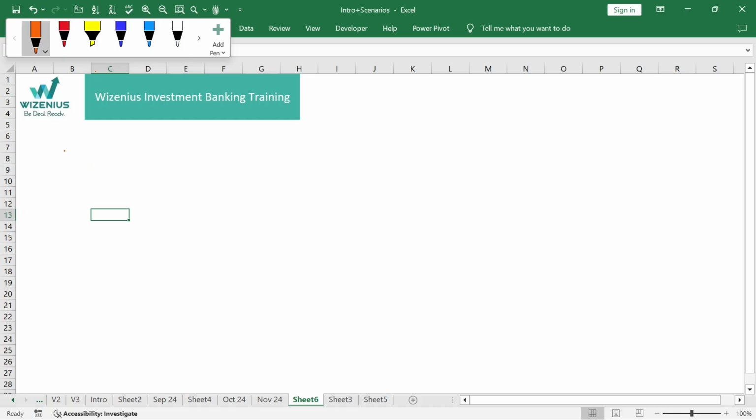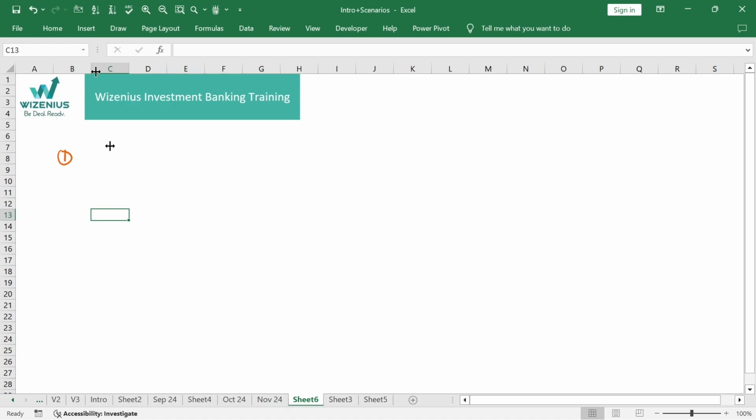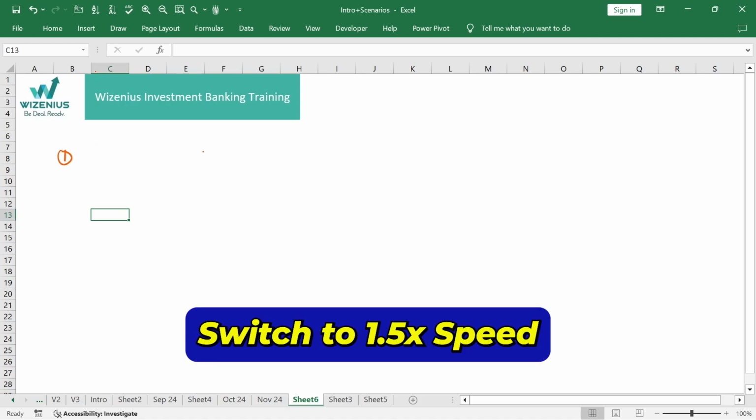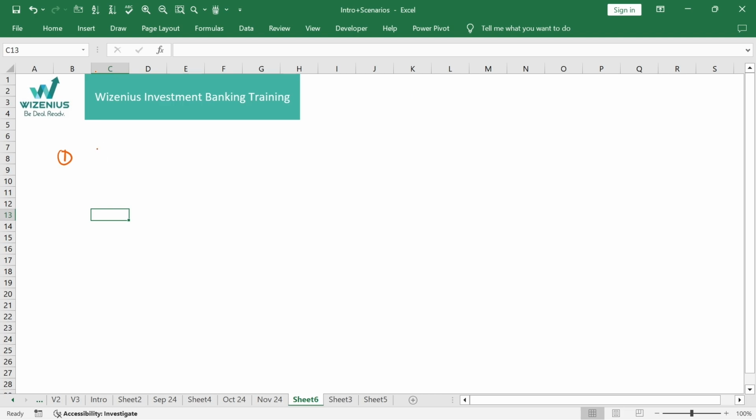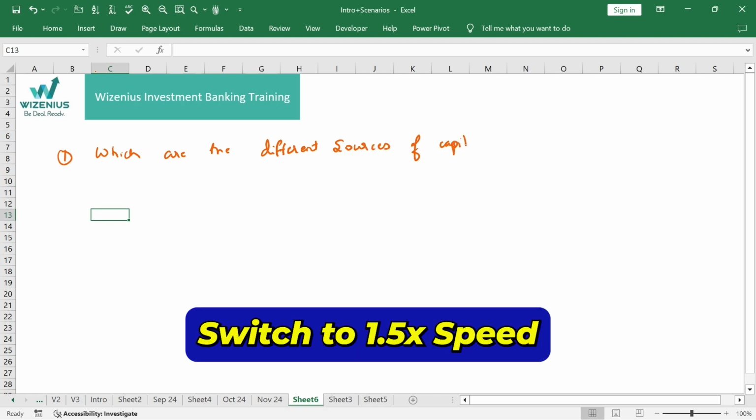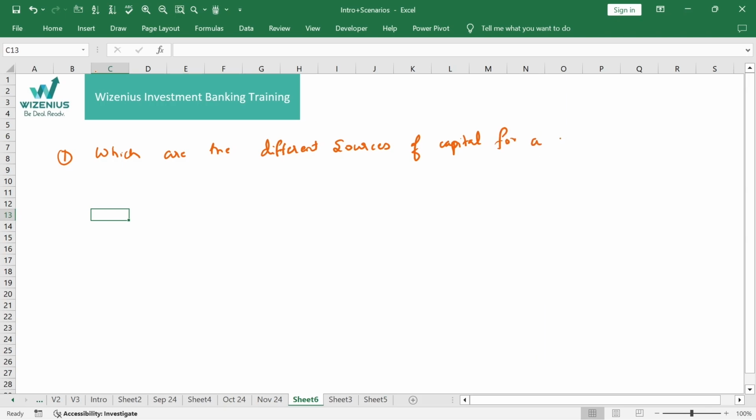Let me put up a very simple question before I get into the details of what investment banking is all about. Which are the different sources of capital for a company? If a company wishes to raise capital, which are the different avenues through which a company can raise funds? What are your thoughts, people? What is your answer? Which are the avenues through which a company can raise money?